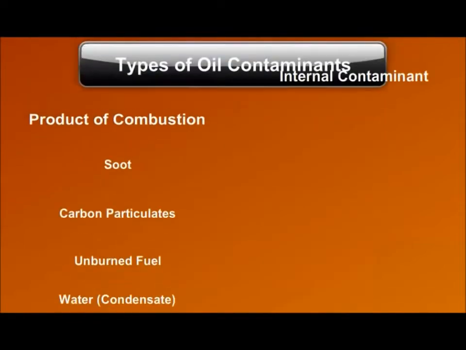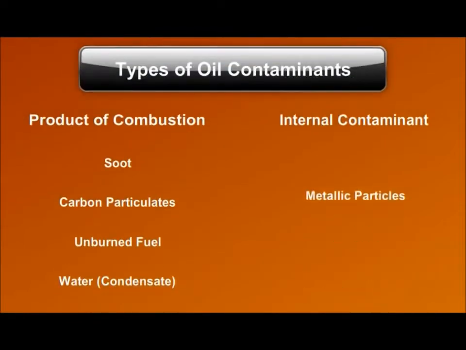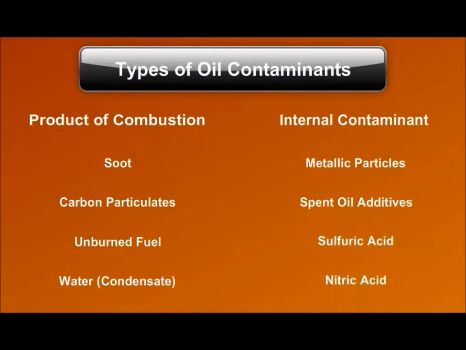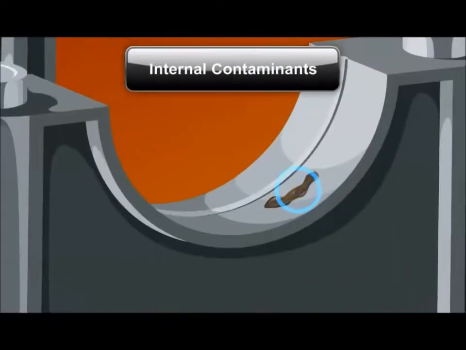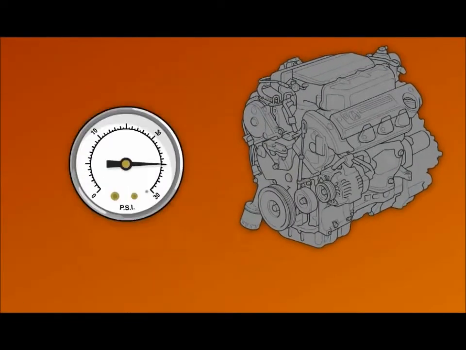Internal contaminants consist of metallic particles, spent oil additives, sulfuric acid, and nitric acid. These contaminants increase wear on moving parts, leading to greater friction, reduced oil pressure, and component failures.